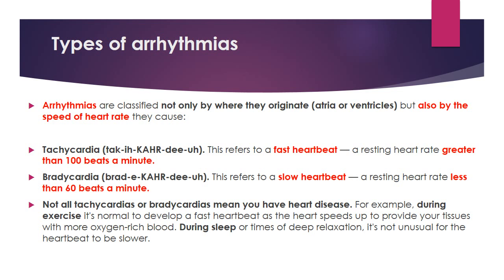Then, this slide here is actually explaining to you the types of arrhythmias. In a very simple manner, how we can classify the types of arrhythmias is depending upon the speed of your heart rate. As we mentioned, it can be either a fast heartbeat or a slow heartbeat. A fast heartbeat indicates greater than 100 beats per minute, and this type of arrhythmia is called tachycardia. A slow heartbeat means a rate less than 60 beats per minute, and this type of arrhythmia is known as bradycardia.